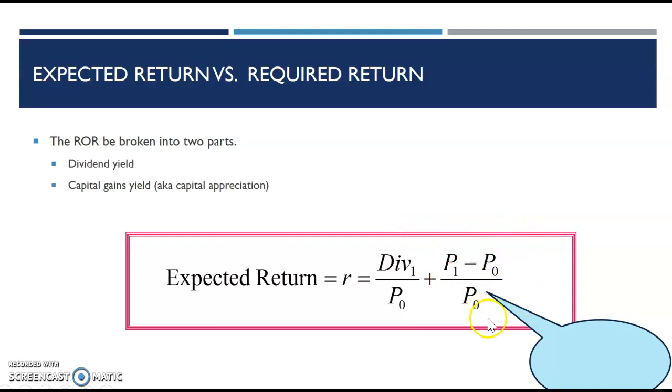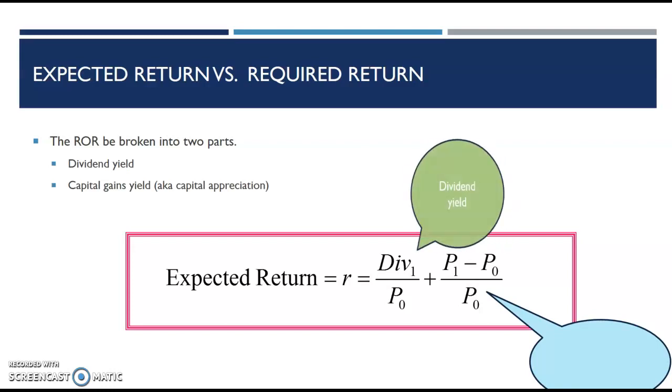The second part of it, the capital gains yield here, is just a percentage change in price. So any other kind of percentage change that you would do, end minus beginning divided by beginning. Remember, P0 is always our stock price today. So if the managers are working to maximize shareholder wealth, then you would expect the stock price to go up, and that would be positive capital gains or capital appreciation. You could also have a capital loss if P1 was less than P0.